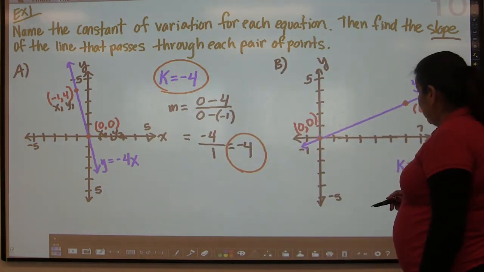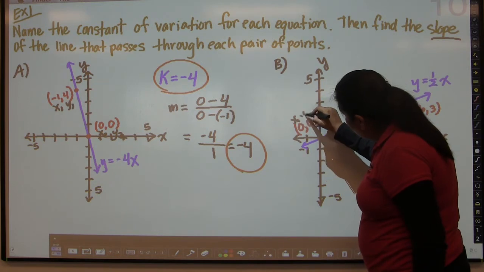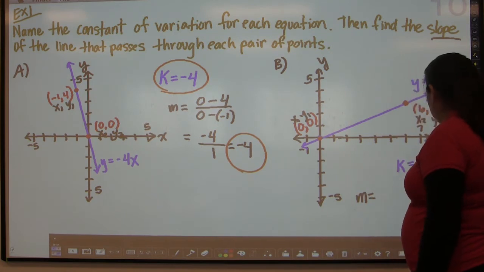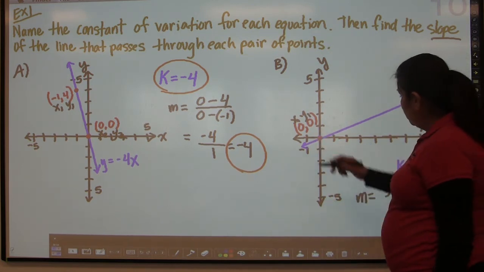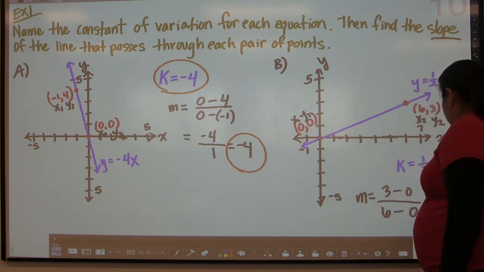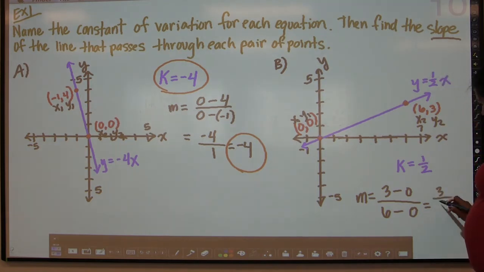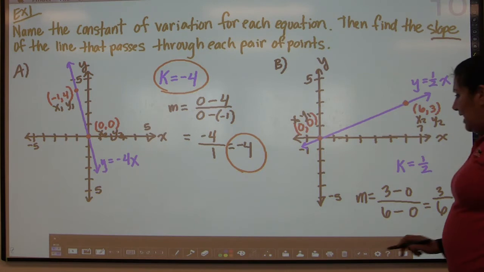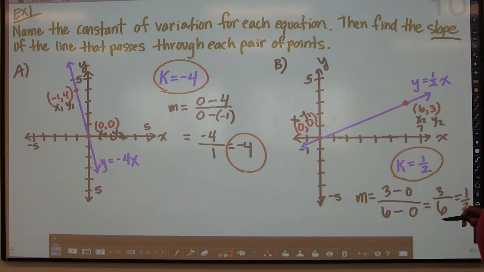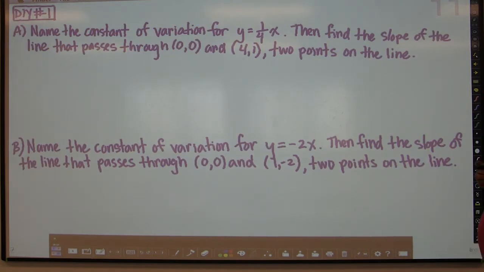We'll come over here and do that again. I'm going to call this x1, y1, and this will be my x2, y2. So my slope will be y2, which is 3, minus y1, which is 0, divided by x2, which is 6, minus x1, which is 0 again. So I get 3 over 6, which is in fact 1/2. Again, we can confirm that k is 1/2, which is the constant of variation, and my slope was also 1/2. They're supposed to be the same. Now you can try Do-It-Yourself number 1, and then we'll move on to another application.